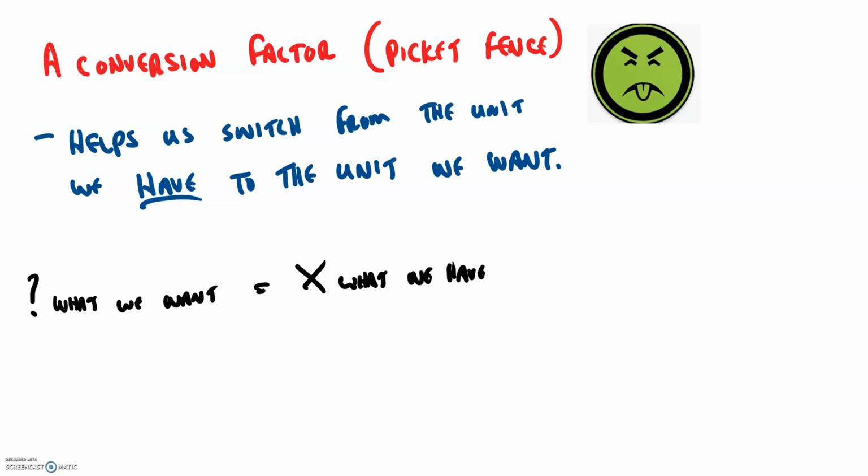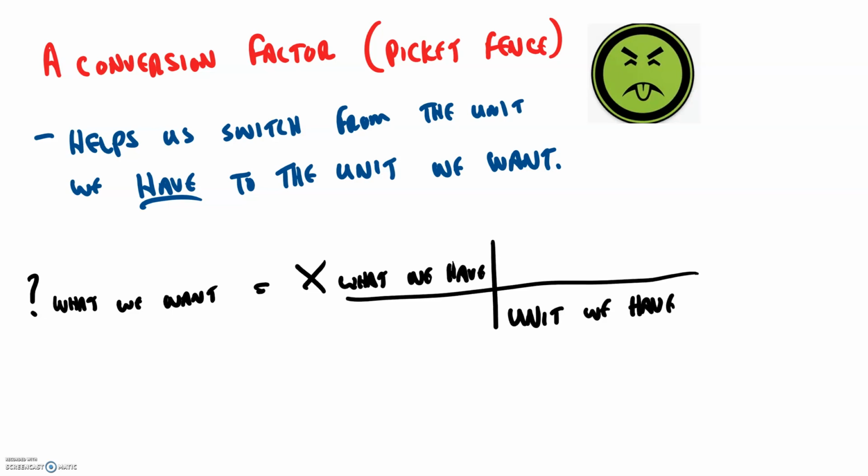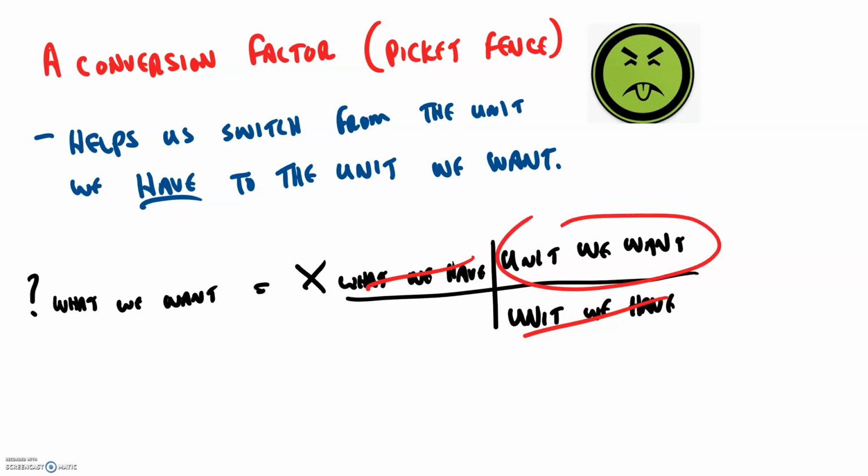We're going to multiply this by our conversion factor. We're going to put the unit we have on the bottom and the unit we want on the top. When we do this, the unit we have cancels. What we're left with is the unit we want. And when we multiply what we have by the unit we want, divided by the unit we have, that spits out our answer. I'll show you what I'm talking about.